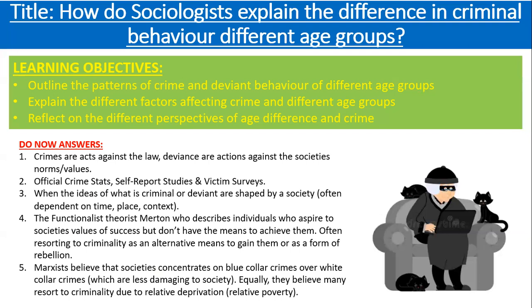And then for number 4, when we're talking about the functionalist explanations or what strain theory is specifically. So Robert Merton, he's a functionalist. He describes this situation where there's individuals who aspire to society's values, so things like success, meritocracy, financial gain and whatnot, but don't have the means to achieve it. So they might get a poor education, they haven't got a good family support network, things like that. And they often resort to criminality as an alternative means to gain this form of status. And that might be through rebellion, that might be through committing crimes to gain money, all sorts of things.